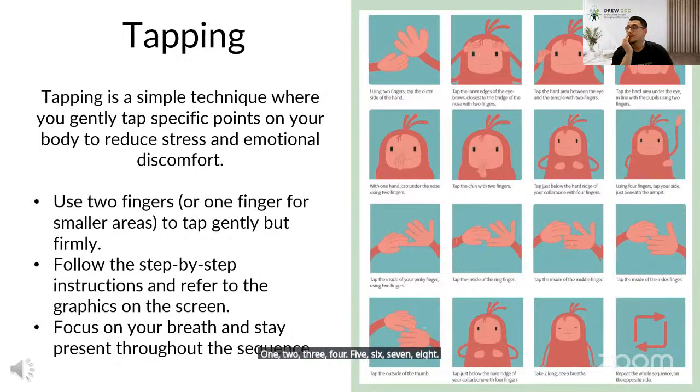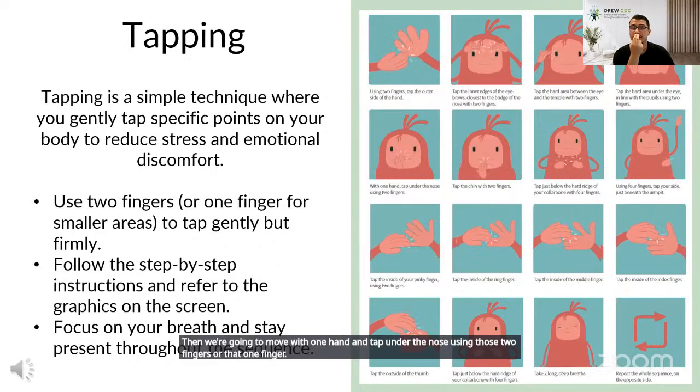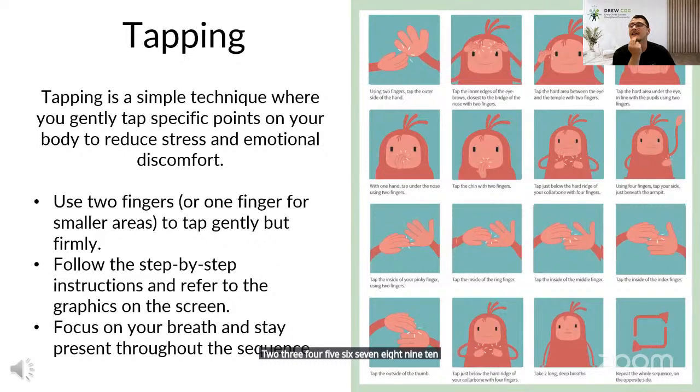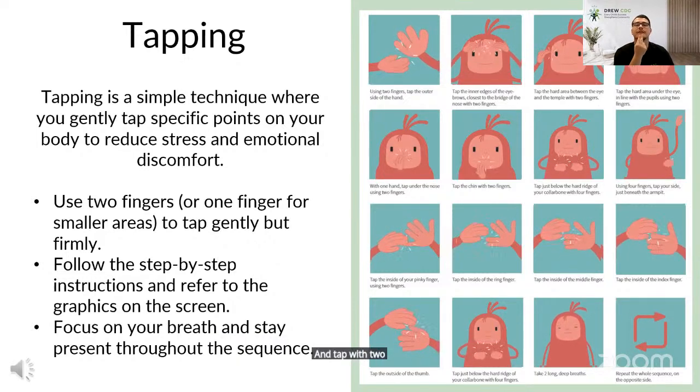Then we're going to move with one hand and tap under the nose using those 2 fingers or that 1 finger. 1, 2, 3, 4, 5, 6, 7, 8, 9, 10. Now we're going to go right on that chin and tap with 2 fingers or 1. 1, 2, 3, 4, 5, 6, 7, 8, 9, 10.